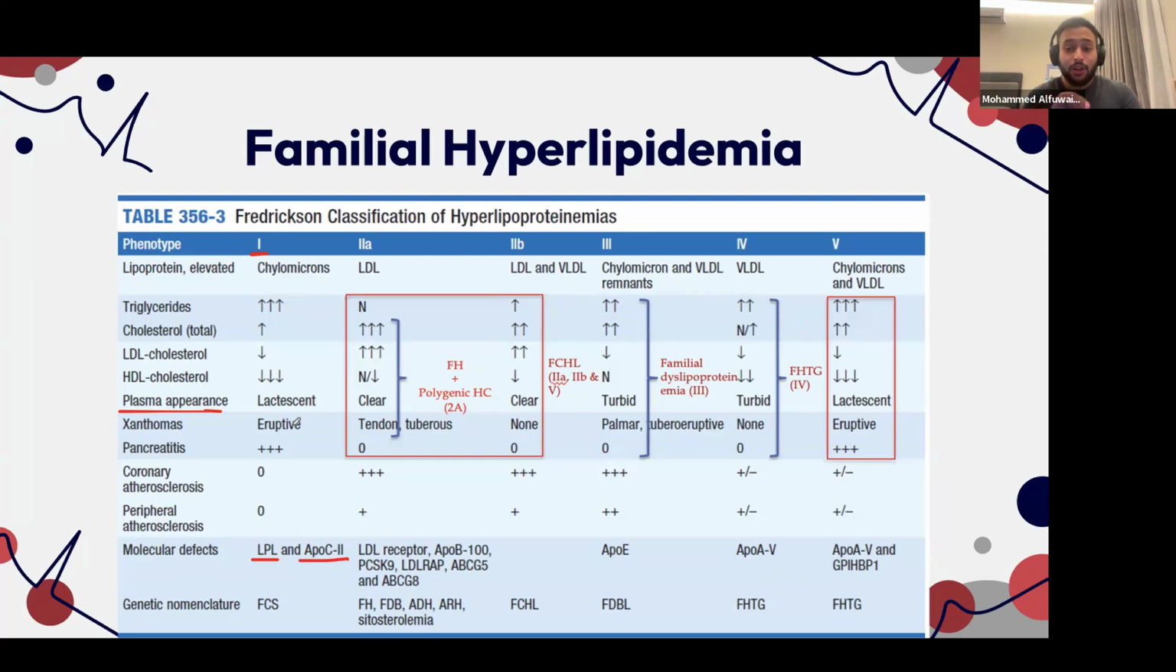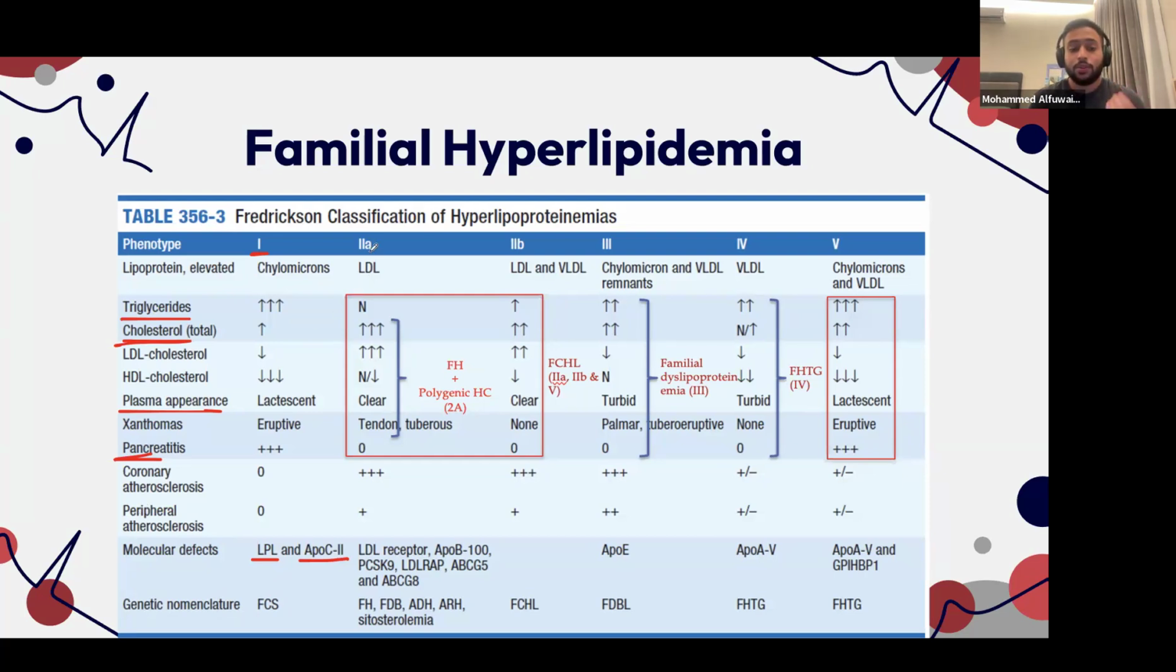Okay, the pathology is an ApoC2 or lipoprotein lipase defect that causes elevation of chylomicrons. Okay, this is very important. Now, triglycerides or hypertriglyceridemia is a major risk factor for pancreatitis. Okay, so the more triglycerides that you have, the more the risk that you have pancreatitis. However, for coronary atherosclerosis or atherosclerosis in general, it's usually from cholesterol. The more cholesterol you have, the more atherosclerosis that you have. Okay. This is basically type 1.